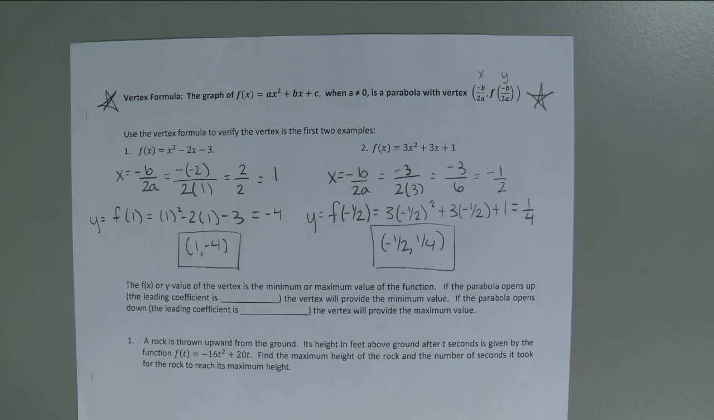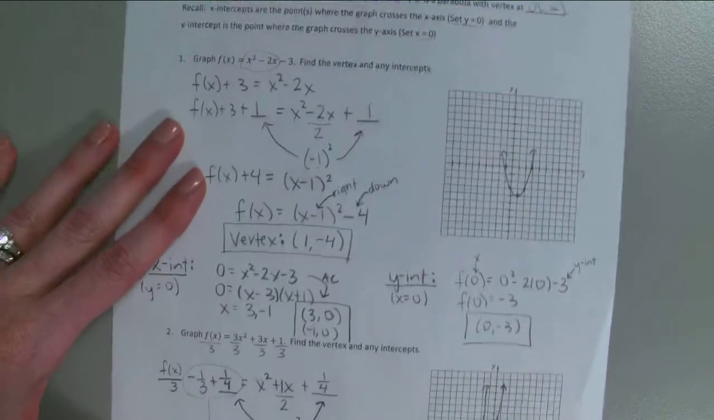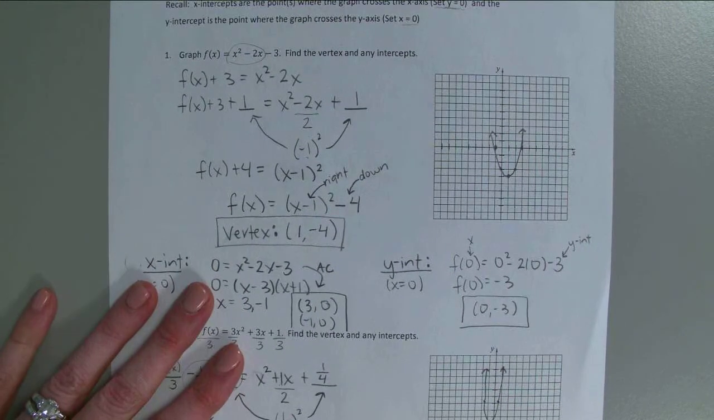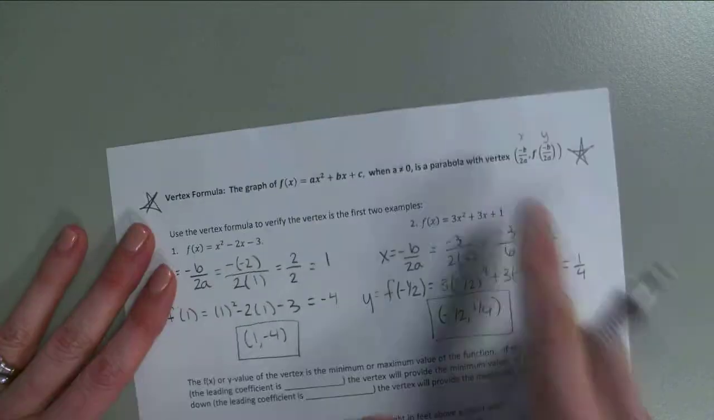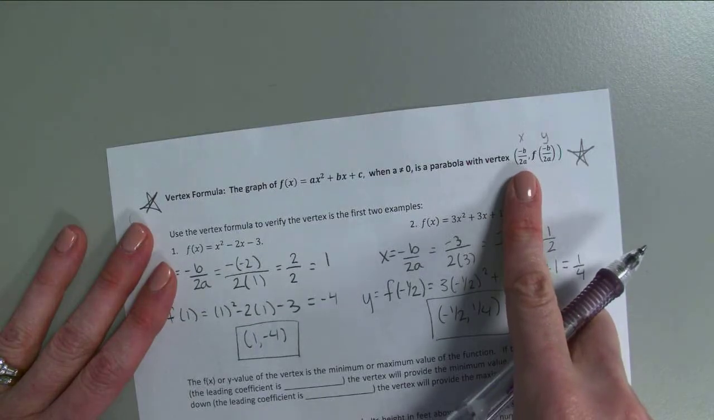Okay? So, when it comes down to it, do you really need to complete the square? No. If you want to know what the equation looks like in that format, you can complete the square to do it. But if all you really want is the vertex, just remember negative b over 2a, and you'll be able to get your vertex.